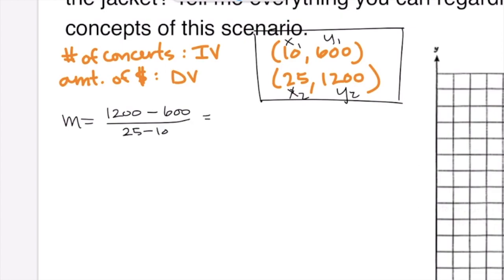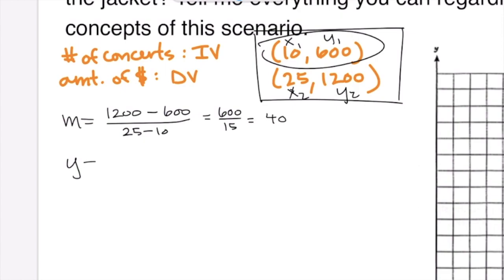So 1200 minus 600 is 600, and 25 minus 10 is 15, and this gives us 40. All right, so now let's use point slope form to write an equation for the scenario. So we can say y minus y1. Let's just use our smaller ordered pair. You could use the other one and it would be fine, but we're going to use that top one.